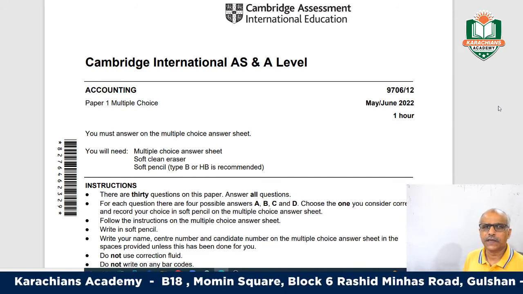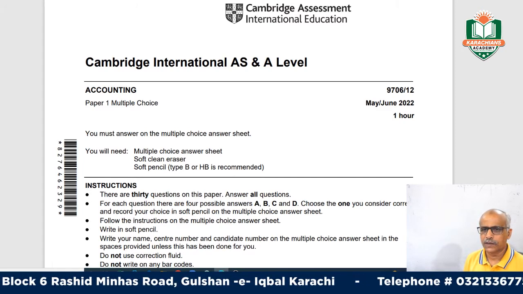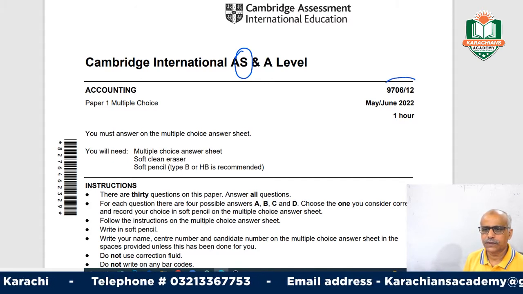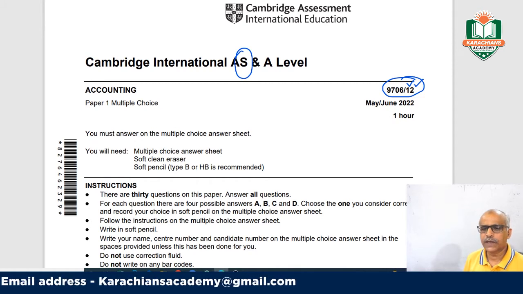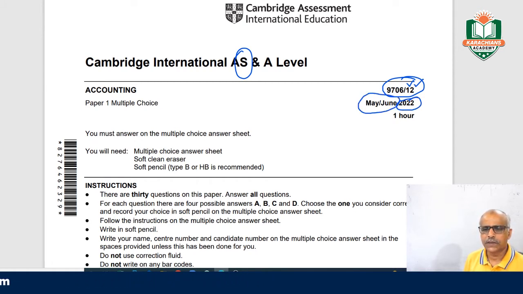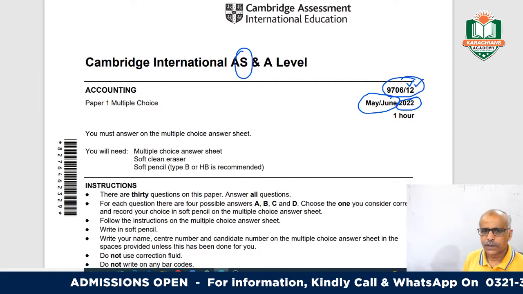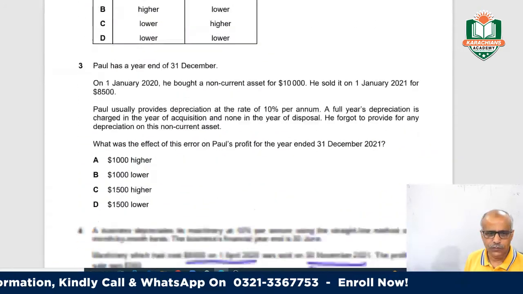We are doing CIE past papers, and we have selected AS level accounting past paper 9706, paper 1 and its version 2, and we have selected year 2022, its latest attempt, May June. So we have done questions till question number 7. We will do question 8 now. Now please move on to question number 8.